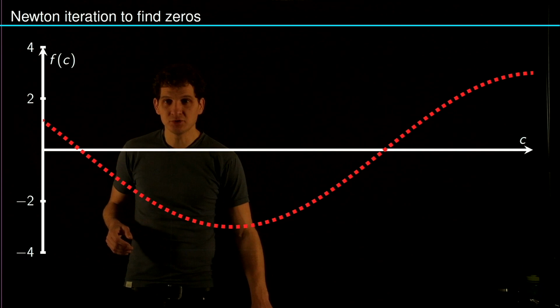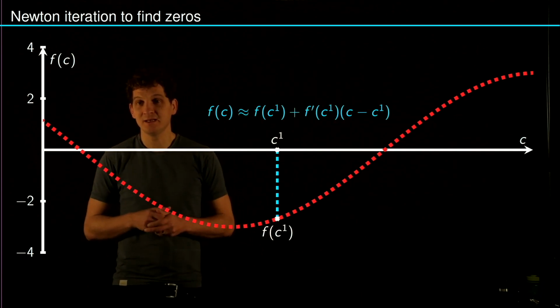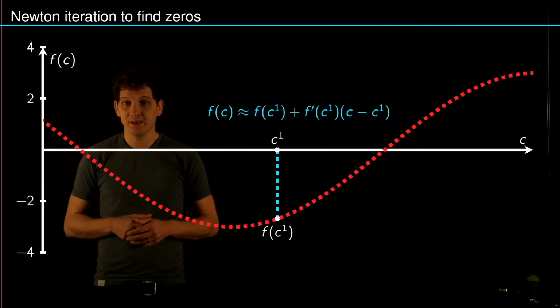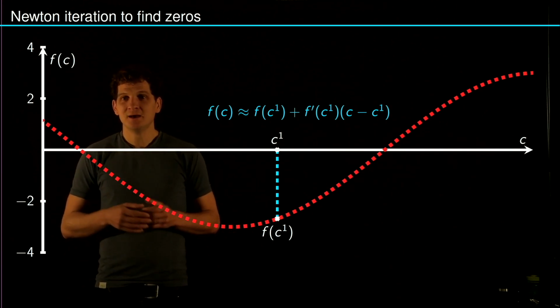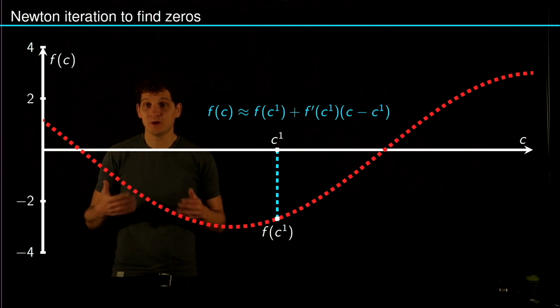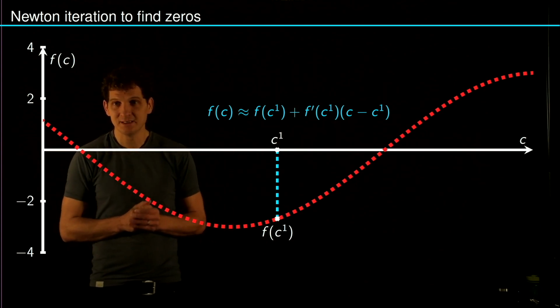And because I don't know, I just take an initial guess, c1. And I evaluate the function at this initial guess c1, but unless I'm extremely lucky, the function f of c1 will not be 0 for that initial guess.